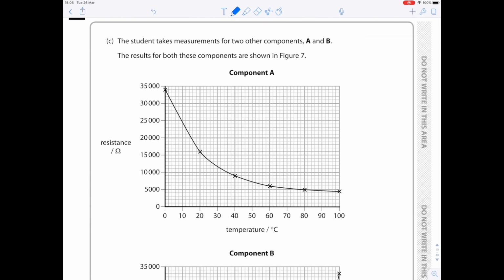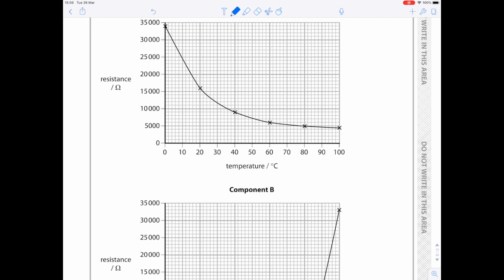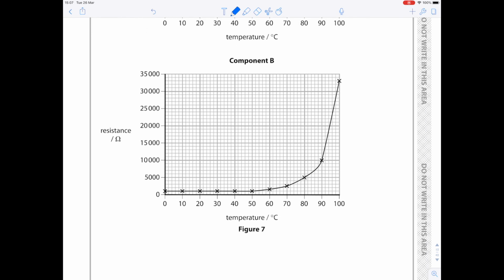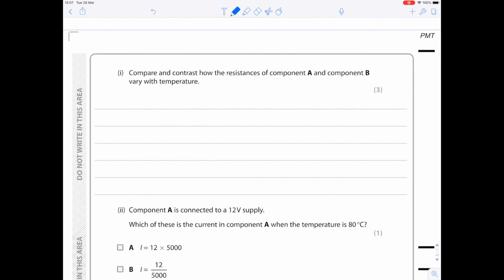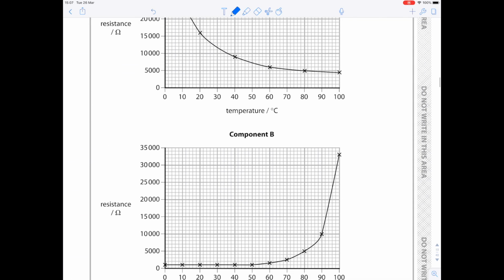The student takes measurements for two other components, A and B. The results for both of these components are shown in figure 7. So we have resistance being plotted against temperature for both components A and component B. Compare and contrast how the resistances of component A and component B vary with temperature. So really you need to say how they're similar and how they're different.